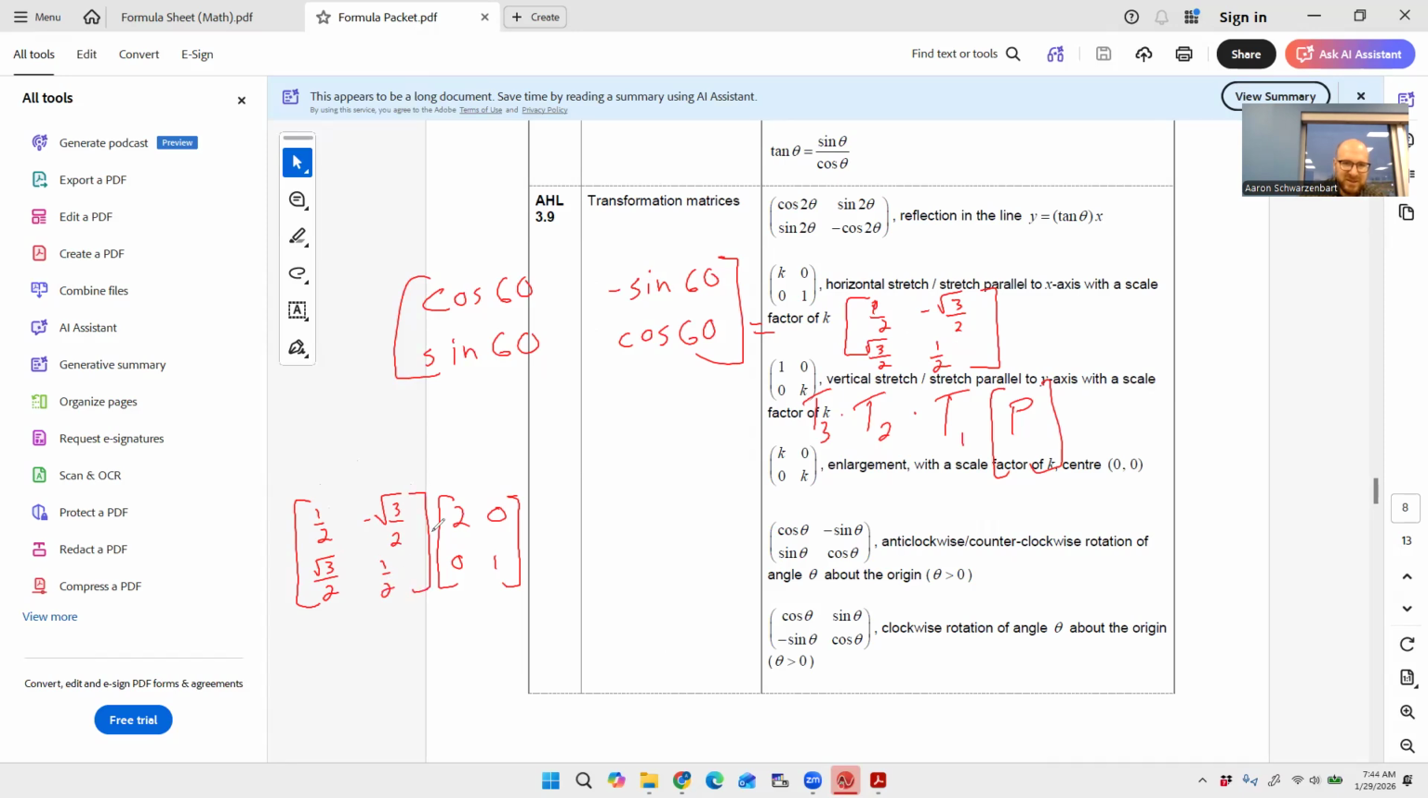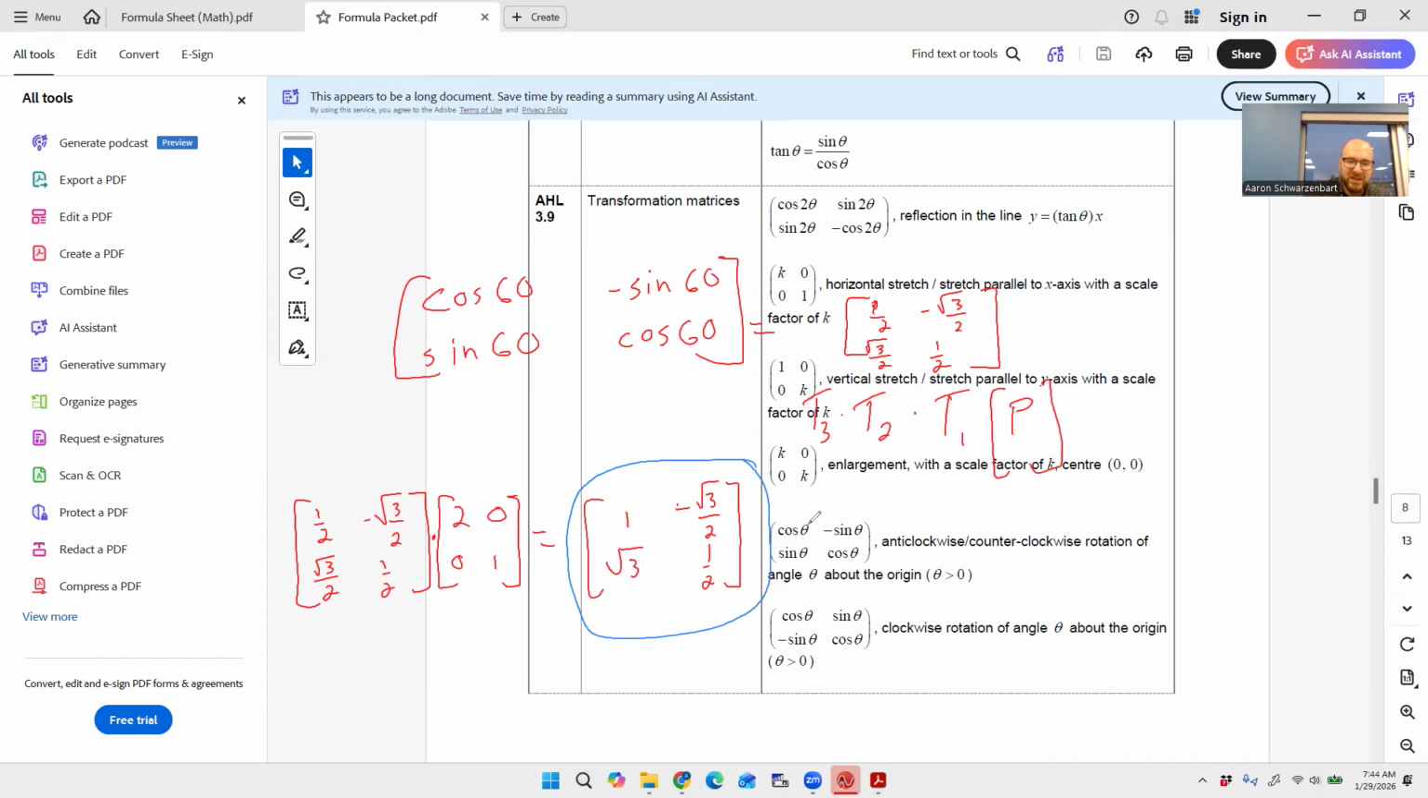And it asks me to put these together, so multiply them. So 2 times 1/2 is 1. That one goes away. Okay. Column 2, row 1, square root of 3. Row 1 times column 2, negative square root of 3 over 2. Row 2 times column 1, 1/2. And my combined matrix should be this.